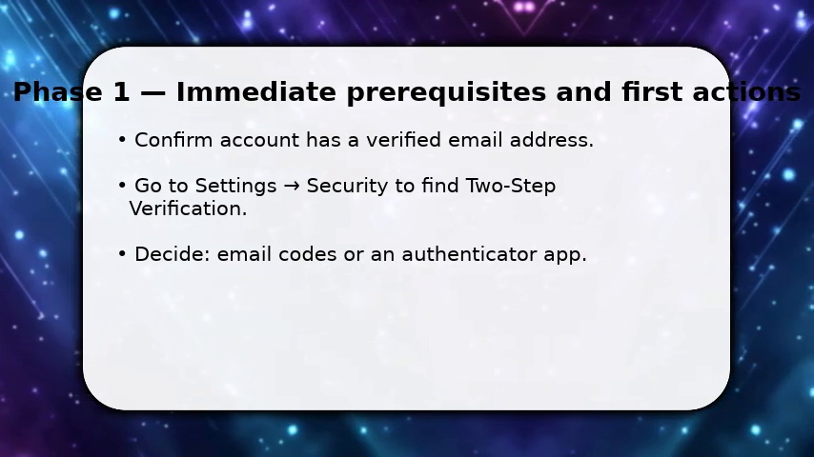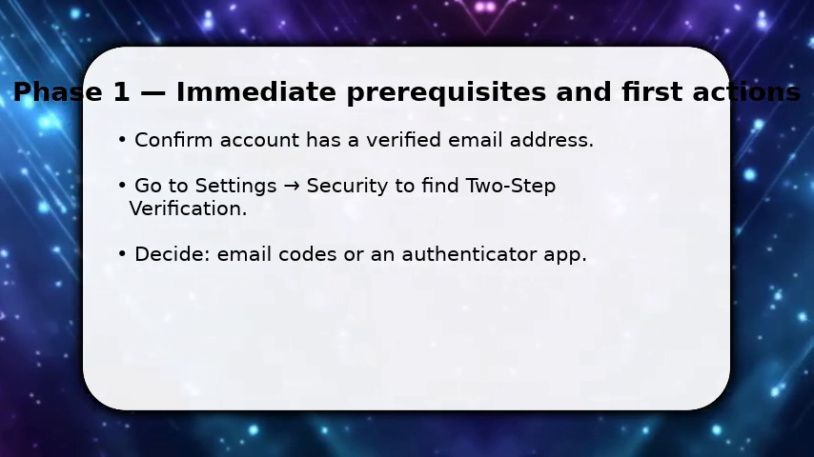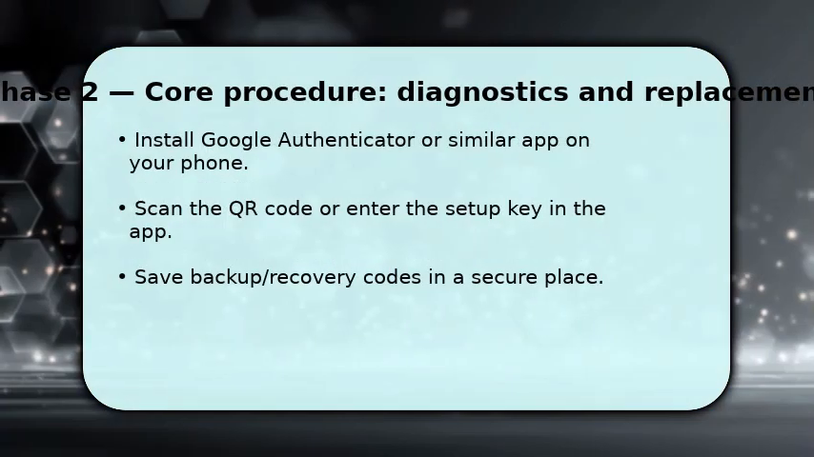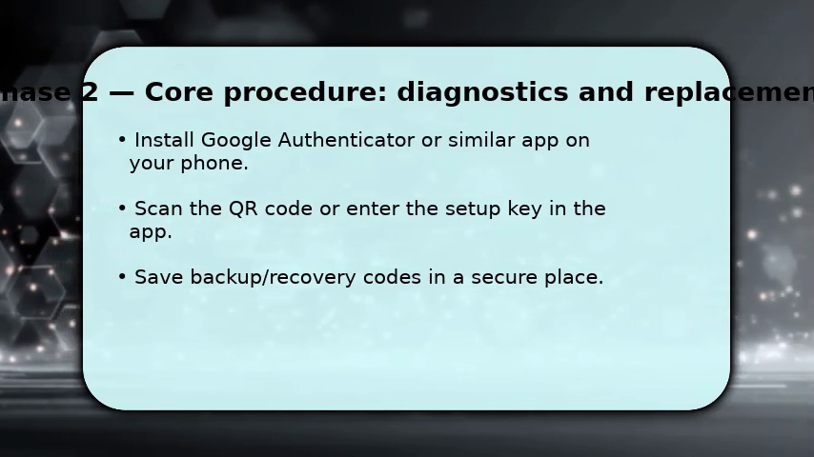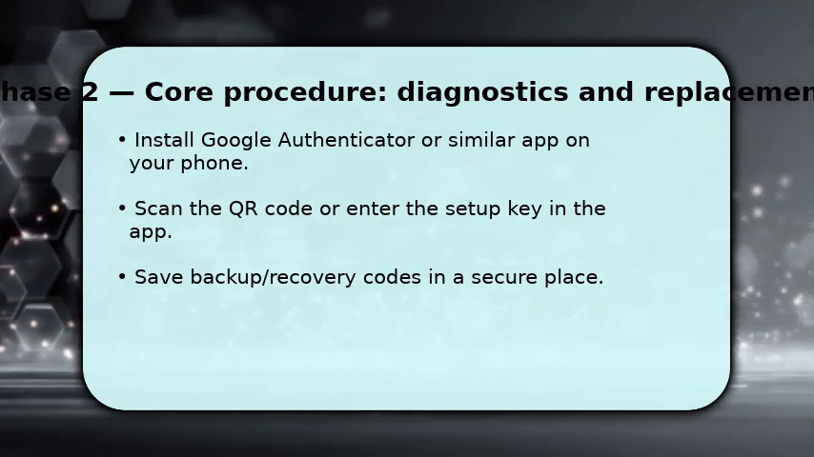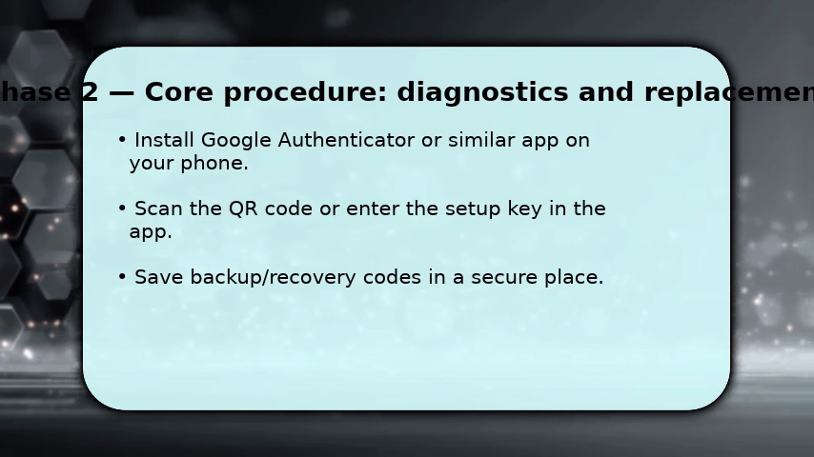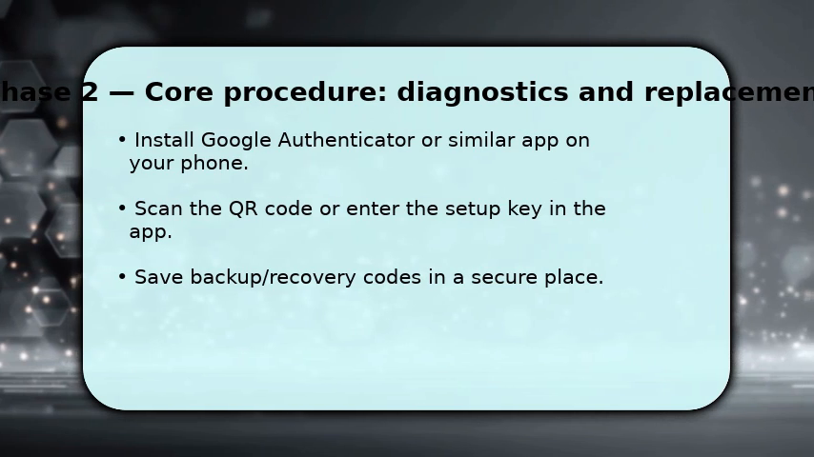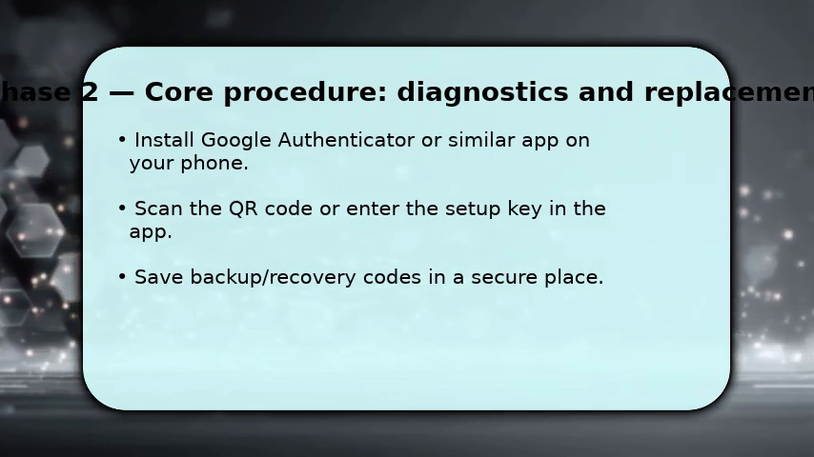I'll assume you picked an authenticator app. If not, the email flow is similar and slightly simpler to follow. You install an authenticator app and open it. Then, back on Roblox, select the app option and scan the QR code or type the manual key. After scanning, enter the 6-digit code the app shows into Roblox to link the account.